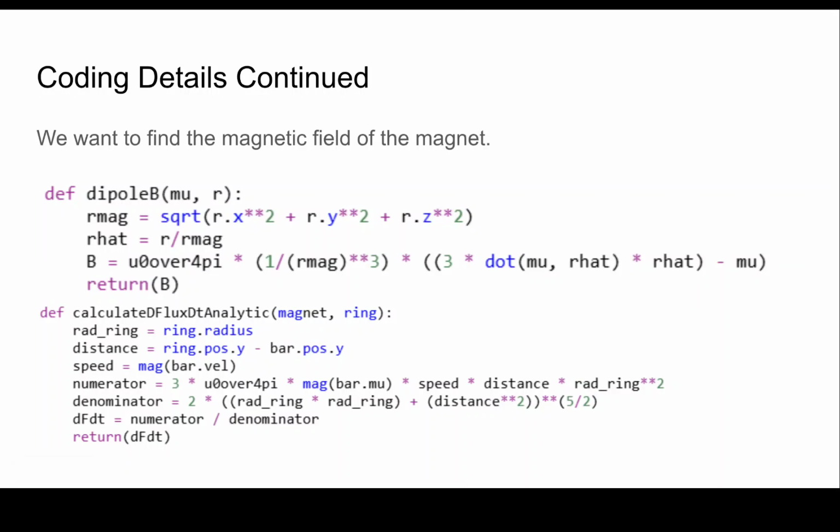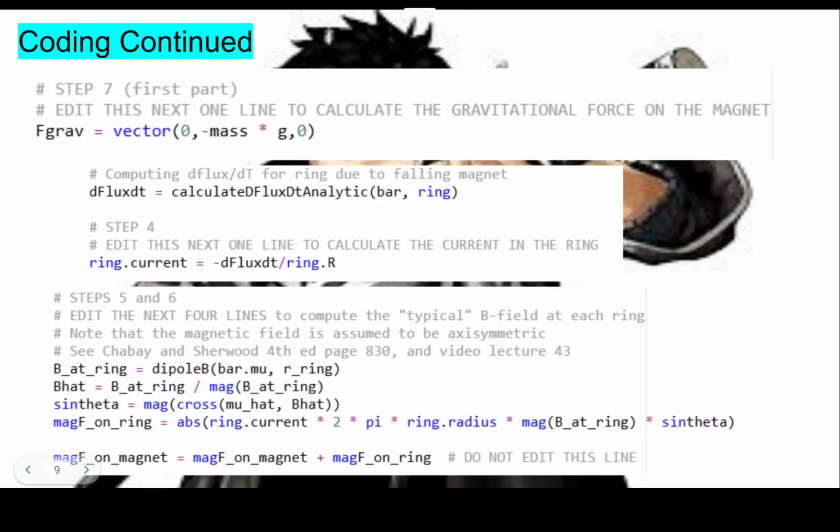And then after that, we have this function over here that helps us calculate the magnetic field of the magnet, and it's just using one of the formulas that we showed earlier. And then we're also calculating the flux of the magnet in this bottom function.